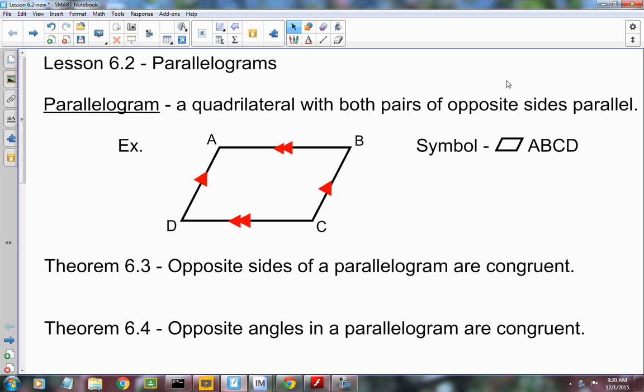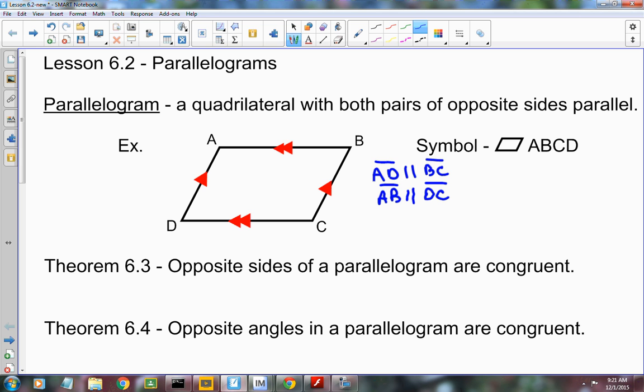All right. So, by definition, a parallelogram is a quadrilateral with both pairs of opposite sides parallel. And I've got it marked here. AD is parallel to BC, and AB is parallel to BC. That's what makes a parallelogram a parallelogram.